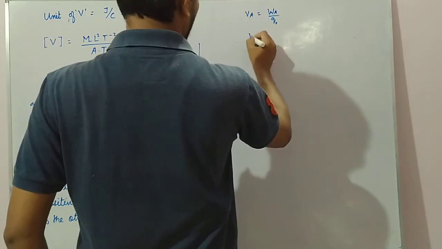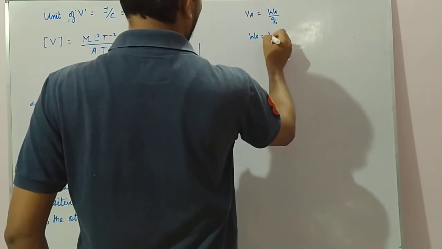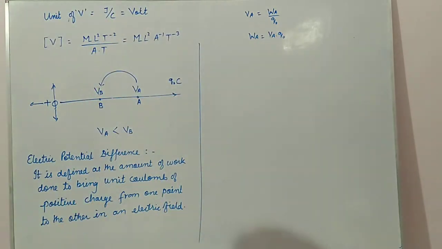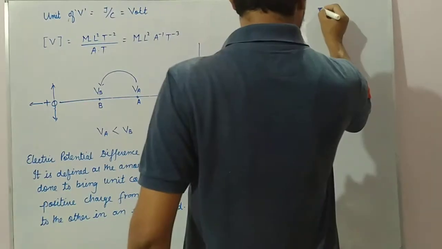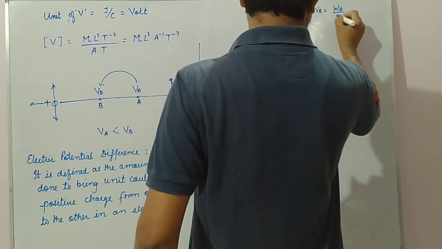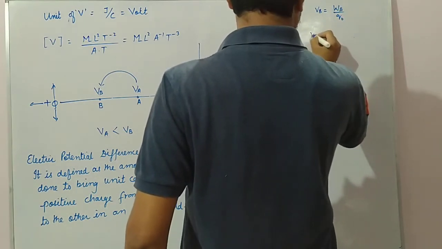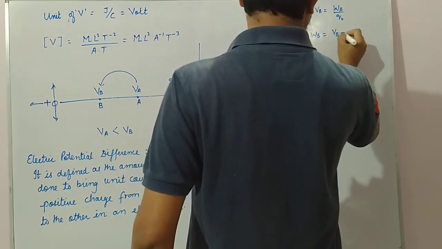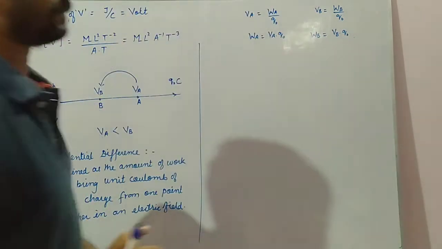WA by Q naught, or work done to bring, that is VA into Q naught. Similarly, potential at B, that is VB equal to WB by Q naught, or WB, that is equal to VB into Q naught.